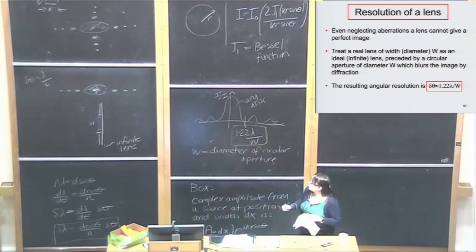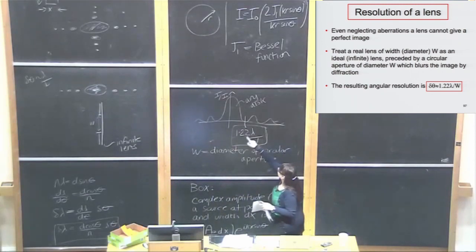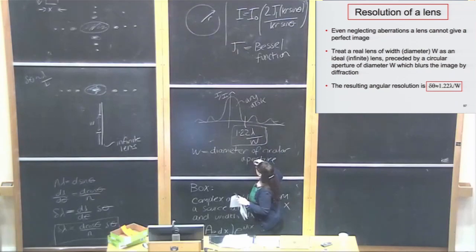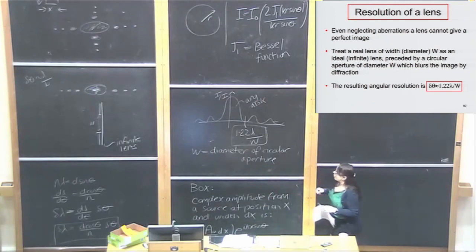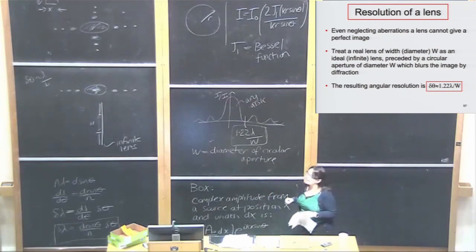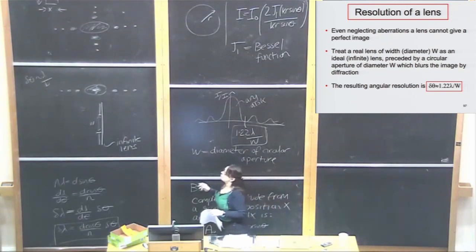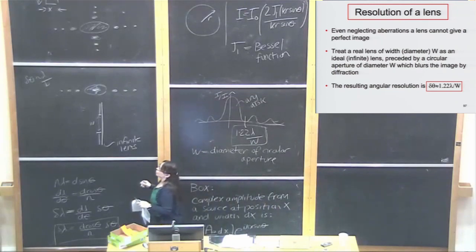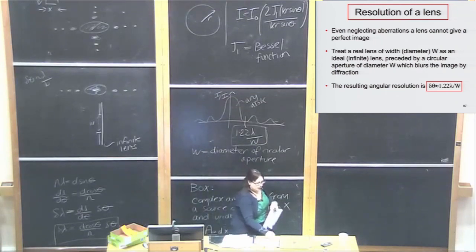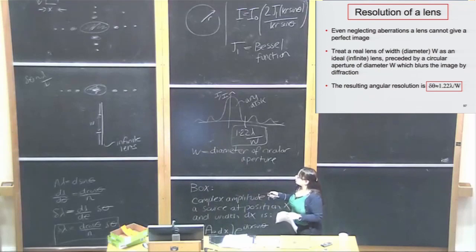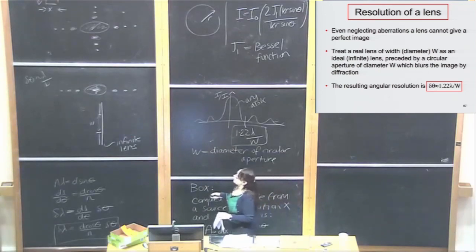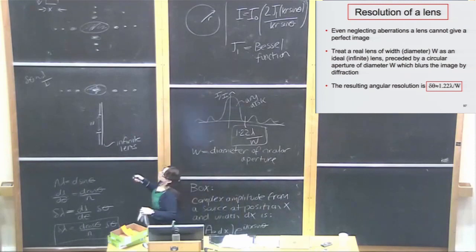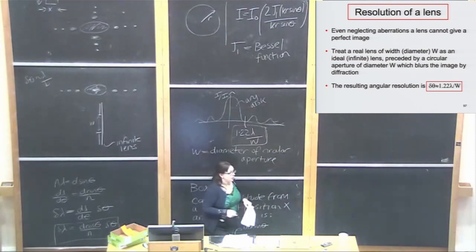So we know, because we've just talked about the Airy disk, that the angular resolution of our lens is going to be given by 1.22 lambda over W. This is really fundamental, probably the most important result in practical optics: whatever you do, however much time you spend perfecting your lens to get rid of all sorts of other aberrations, you're going to be fundamentally limited by diffraction.